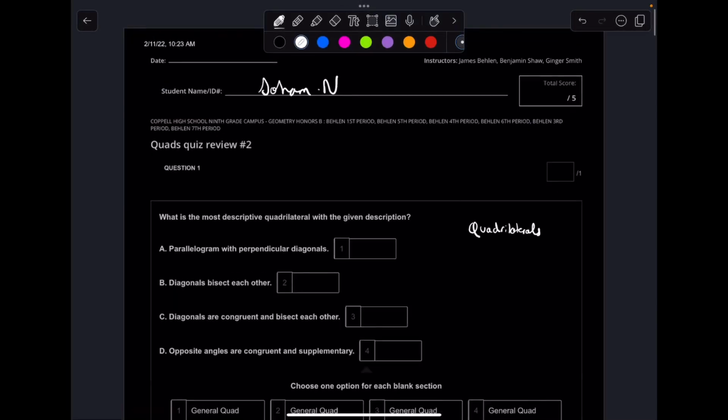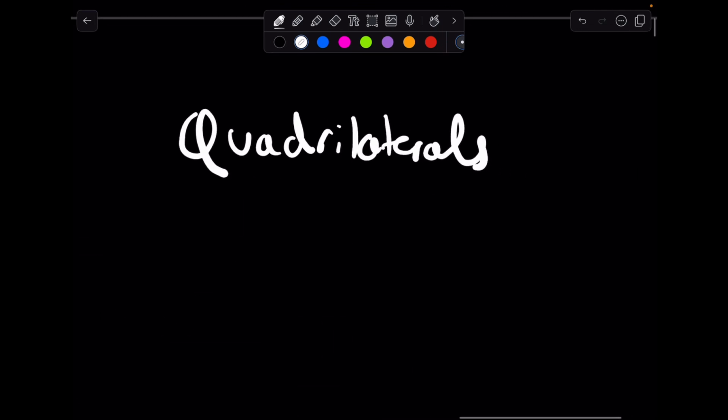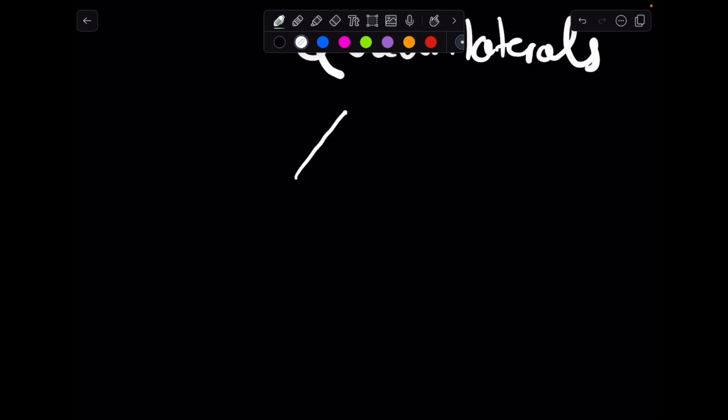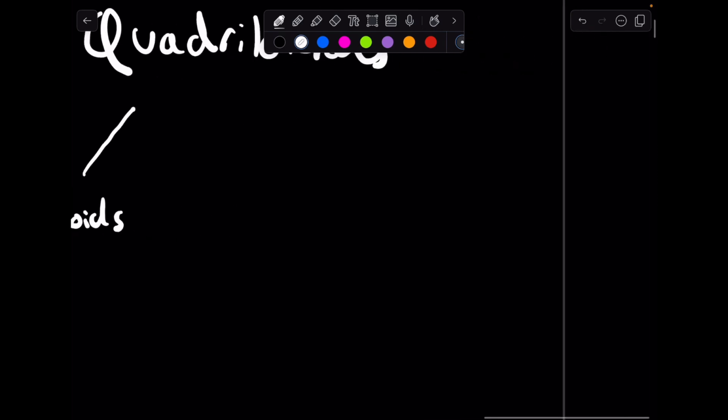Welcome back, and today we're doing another video where I explain quads and I review every single type of quad for your quiz or test. So let's start with making a tree. Let's start with quadrilateral, it's the most generic one. Then I think we will go down to trapezoids. Then we're gonna go to kites.